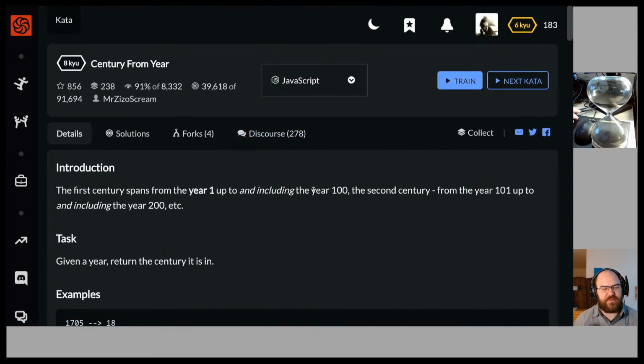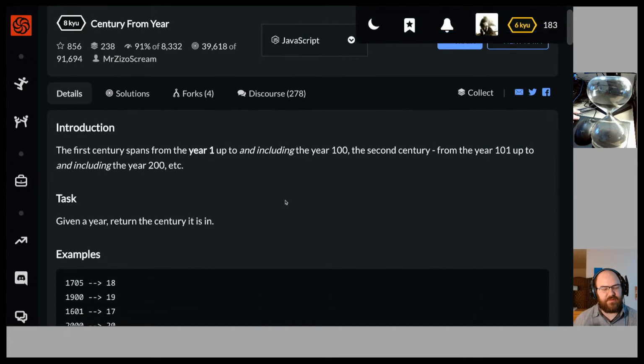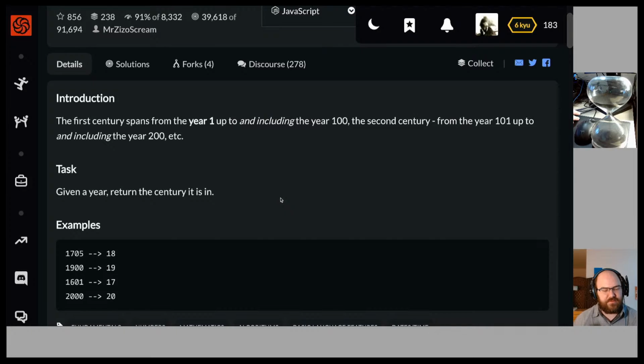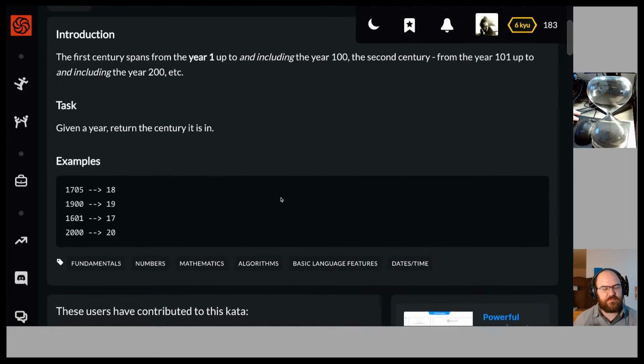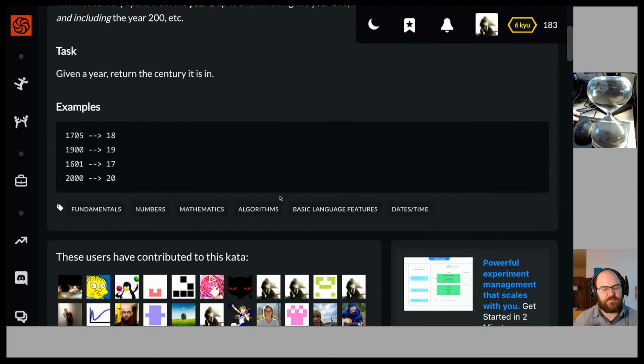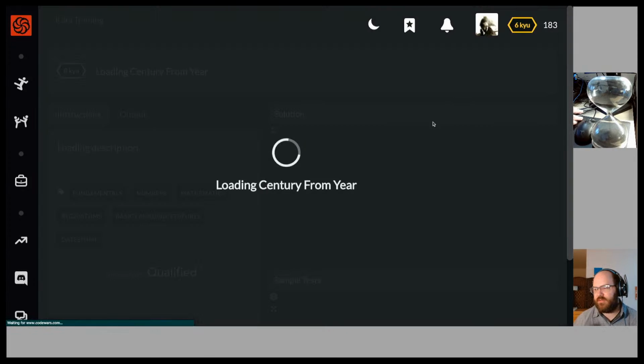Century from year. Introduction. The first century spans from year 1 up to and including year 100. The second century from year 101 up to and including the year 200, etc. Given a year, return what century it is in. Let's train.